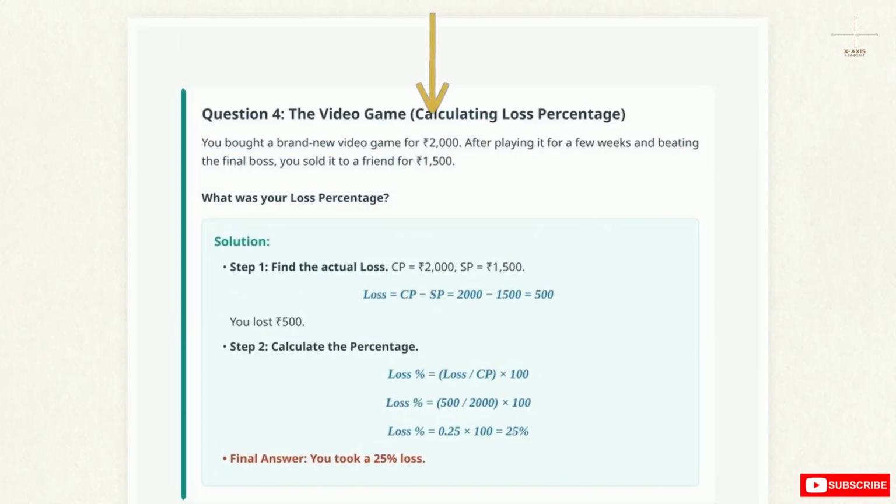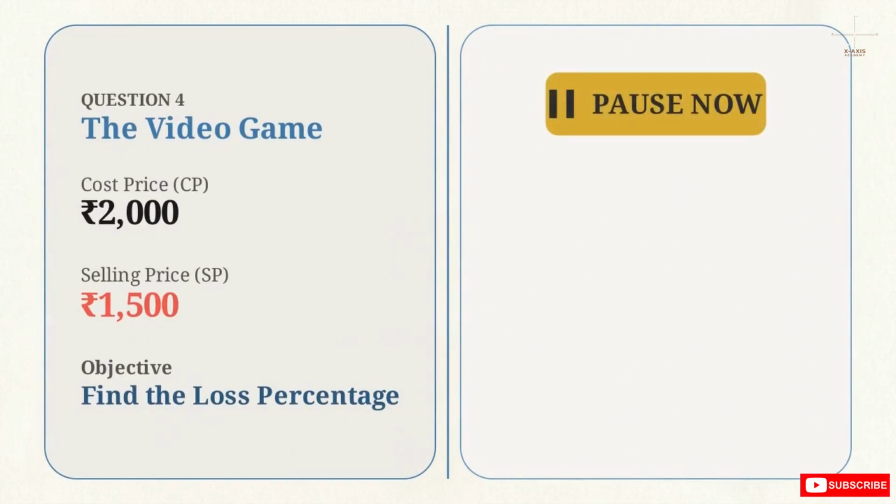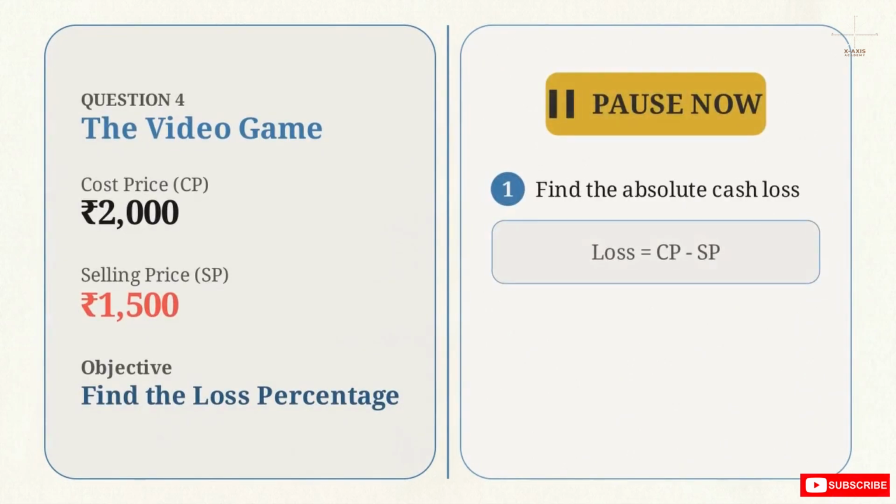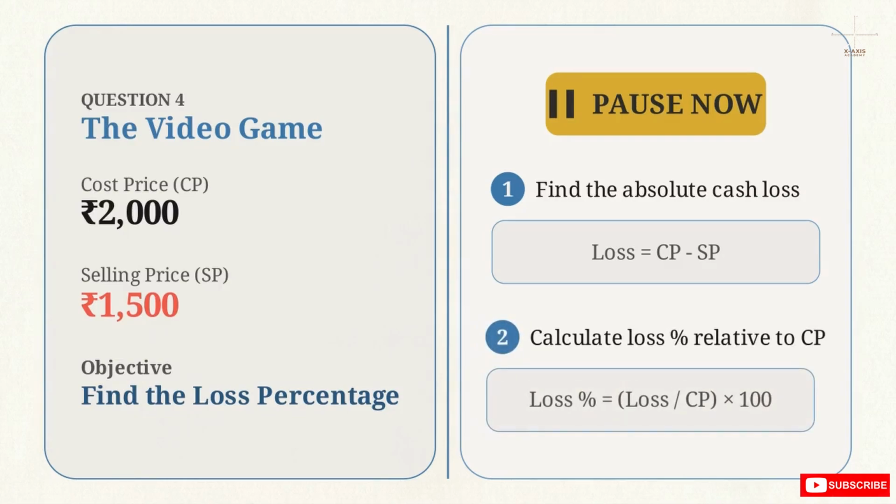Let's test this with question 4. You bought a video game for 2,000 rupees, played it, and sold it to a friend for 1,500 rupees. Your objective is to find the loss percentage. Pause the video right here. Grab a pen. Step 1, find the cash loss. Step 2, calculate the percentage relative to the cost price.